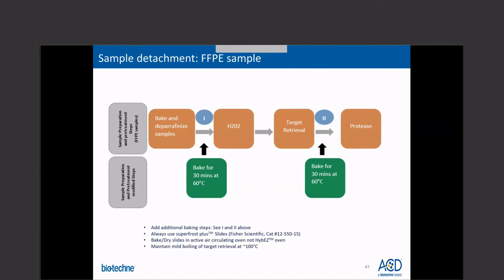For an FFPE sample, if you're observing detachment after hydrogen peroxide or target retrieval, then add a baking step before the hydrogen peroxide step. Or if you're observing tissue coming off from the slide after protease treatment, add an additional baking step before the protease step. Both the baking steps are for 30 minutes at 60 degrees centigrade in a circulating dry oven.